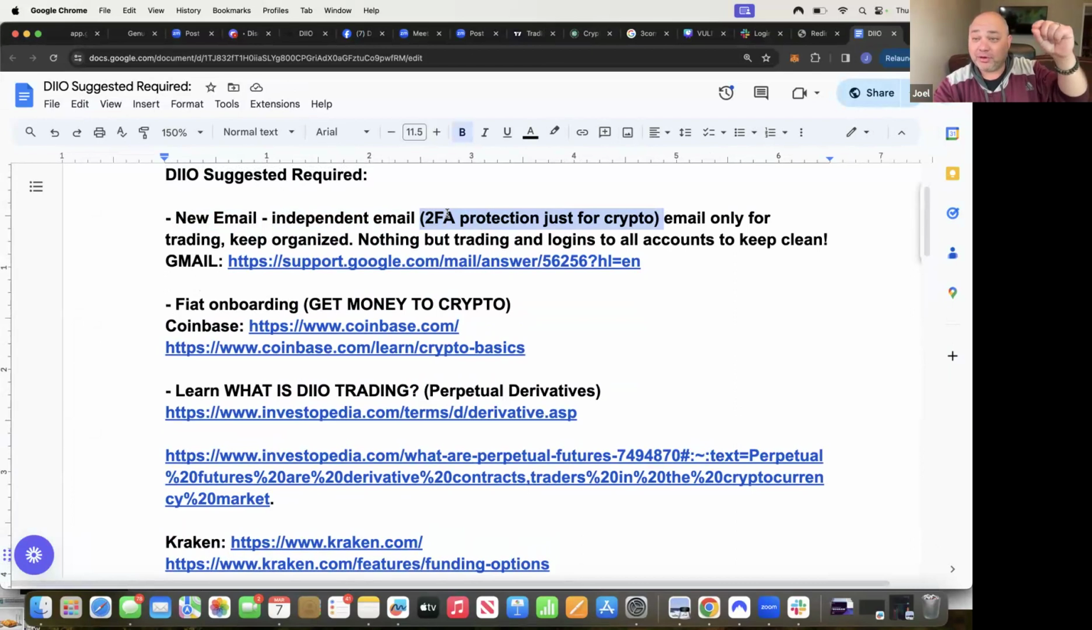So use protection. Independent email, two-factor auth for crypto, email only for crypto and trading. Keeps everything organized. Don't give it to your friends for a funny little meme thread. Don't fill out any forms with it unless you're signing up for them, because we want you to get the emails if there's something happening with your exchange, with any of your subscriptions that you use for your trading. Nothing but trading and logins. All of them go in this one account.